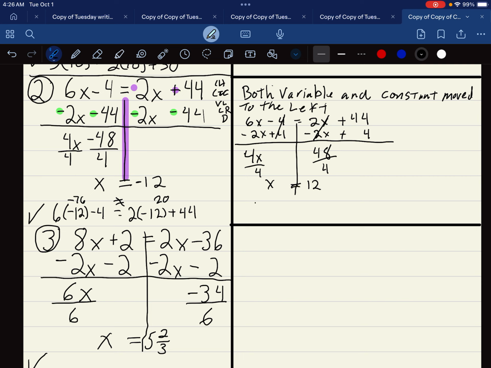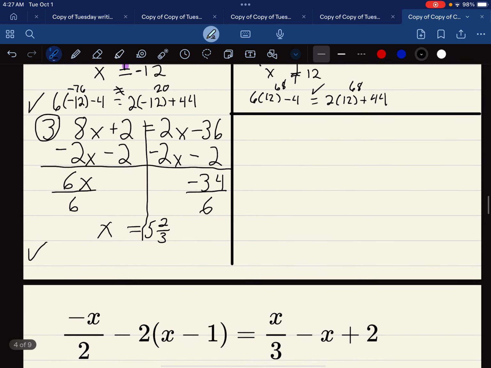So then I can plug in 6 times 12 minus 4 equals 2 times 12 plus 44. All right, 6 times 12 is 72. Minus 4 would be 68. 2 times 12 is 24. Plus 44 is 68. So now I'm right. All right, let's check it one more time.